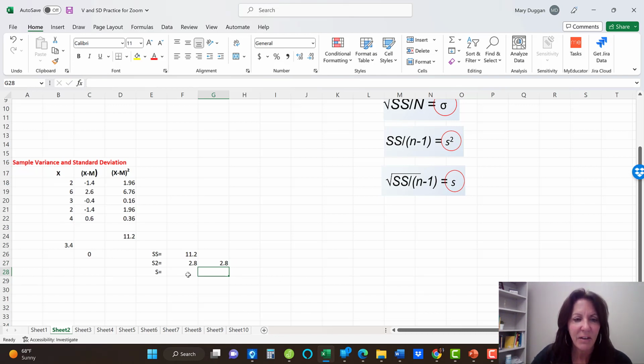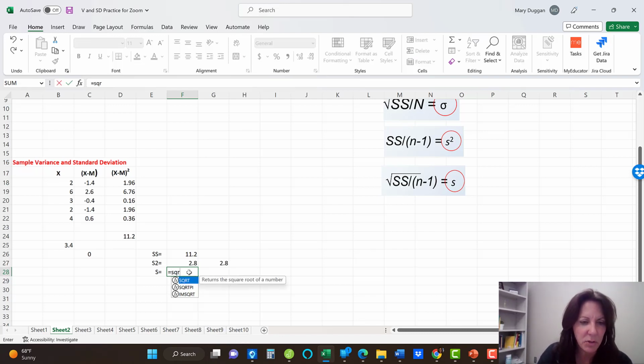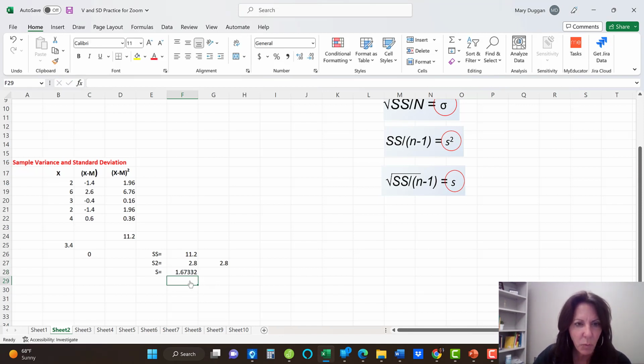And finally, for your last step, you have your variance. To find standard deviation, you're just taking the square root of that. So let's do that. I'm just doing it with Excel, but you could do it on your calculator. The square root of 2.8 is equal to 1.67, which is your standard deviation.